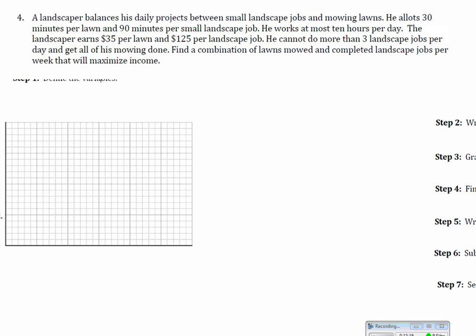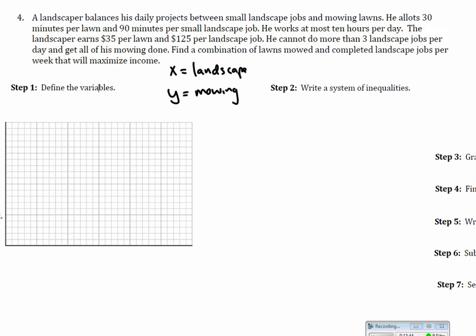All right, so we've got 2 things here. Hopefully you guys are starting to pick up on this. So you've got mowing lawns and you've got doing landscape jobs. So we'll call X the landscape jobs, and we'll call Y the mowing. So step 2, let's write our system here. Well, easy ones are you got to be bigger than or equal to 0 for both of them. You can't do negative in there. You can't go back and make grass grow. And you can't take apart landscaping jobs. That doesn't make you any money.